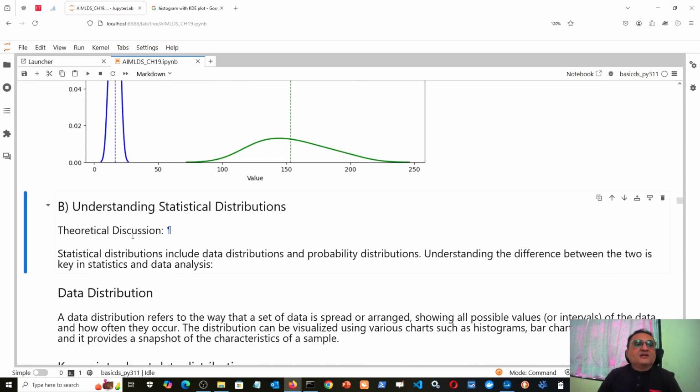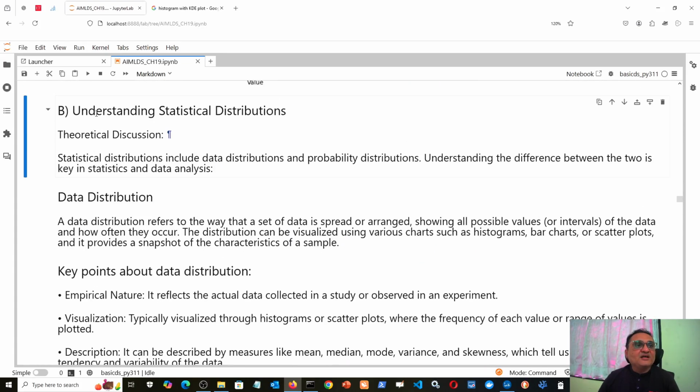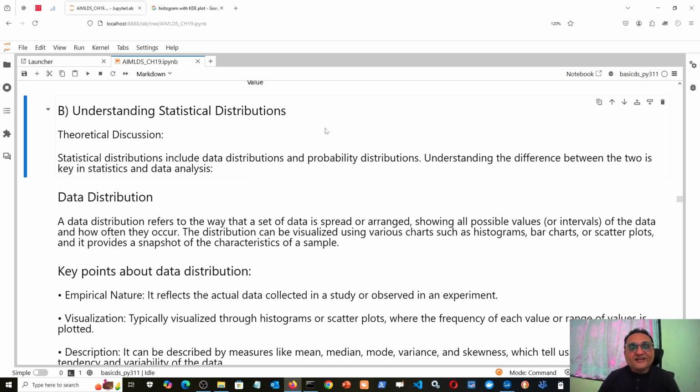Now, in this lecture 18, understanding statistical distribution, fine. So this we will take in the next lecture. And now this is very important, and from here some interesting discussion will start. So stay tuned. We'll meet in the next lecture.